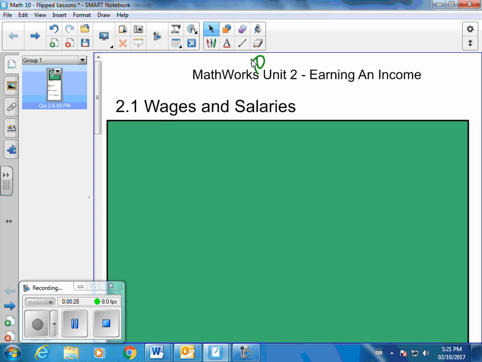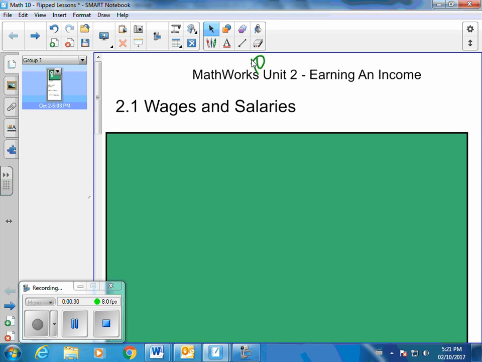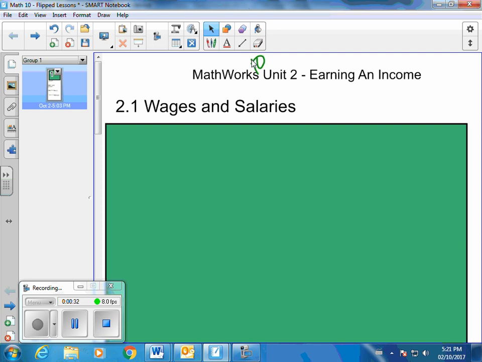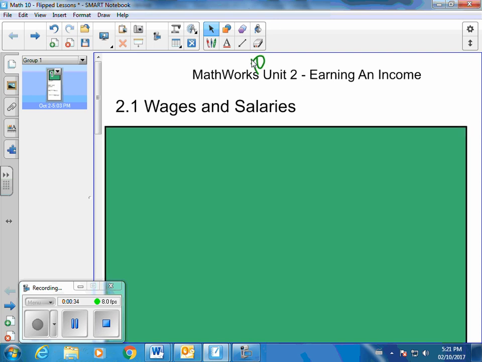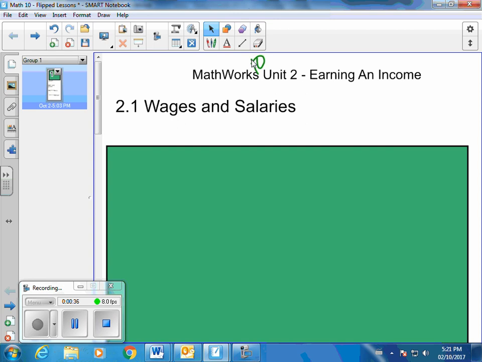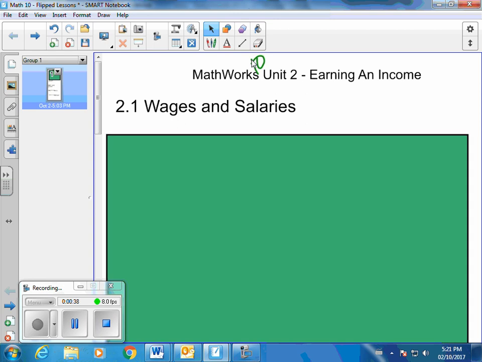This should be a good unit. This is something you're actually going to use. Probably the most math you're ever going to use for the rest of your life involves how you're going to get your money and how much of it you're getting or not getting, depending on how good your boss is.